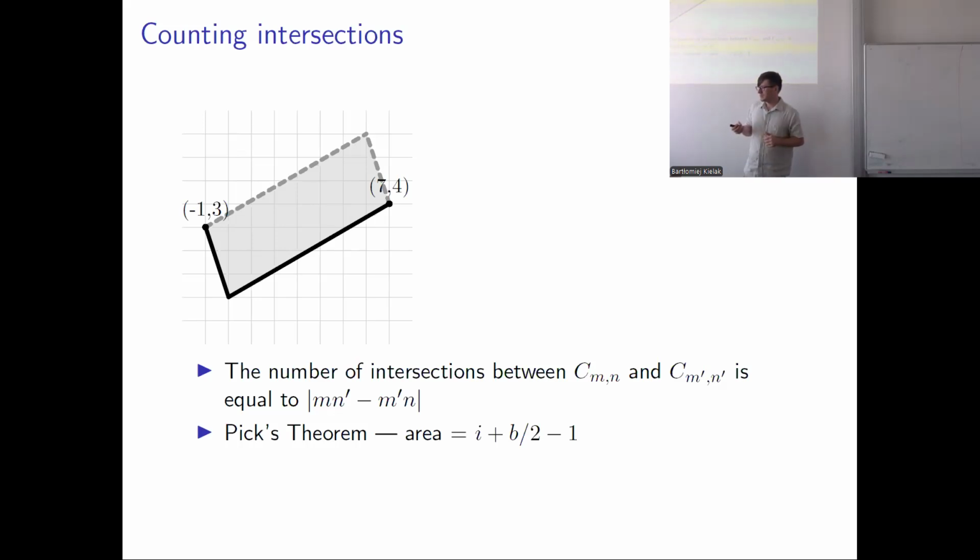But what is the point? We only consider pairs of points m and n which are coprime. So we know the number of points on the boundary. It's always 4. So we only have the external vertices, like the corners. If we halve it, then we get 2. If we subtract 1, we just get 1. So basically, the area of our polygon, or the number of intersections, should be the number of interior points plus 1. So what remains is to understand how we can pair those internal points with intersections.